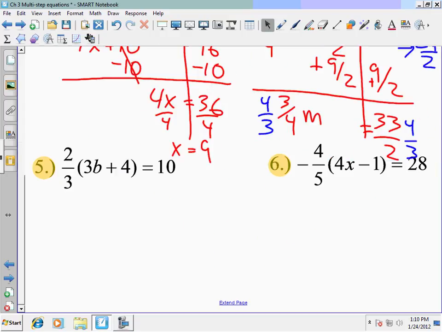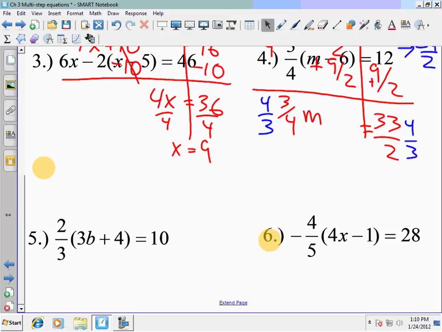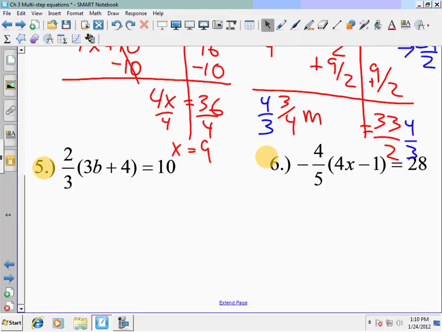I'm going to move these problems out of the way here. Oops. Move that. A little more room there. Actually, let's put that back. Okay.